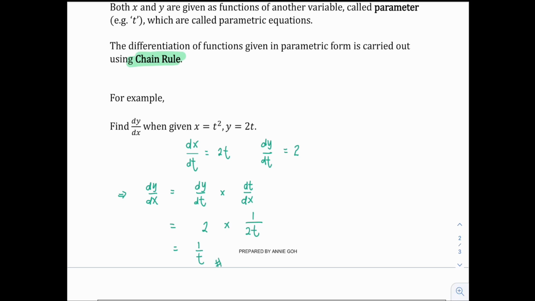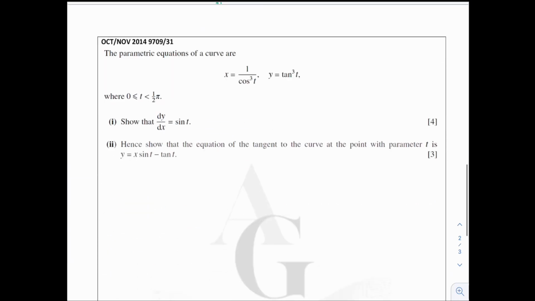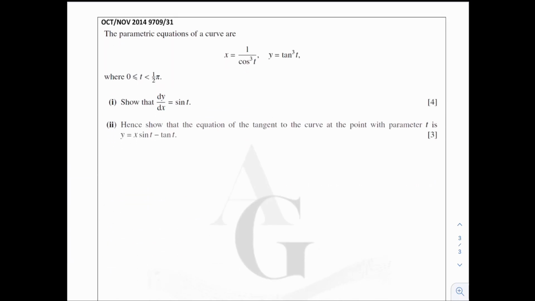For now, let's go into past question discussion. Let's see how we apply the parametric equations knowledge to this question. Have a look at this question from the year 2014, October-November paper, variant 31. We are given parametric equations where x is equal to 1 over cos cubed t and y is equal to tan cubed t, where t must be between 0 and pi over 2, which means the angle is in the first quadrant.